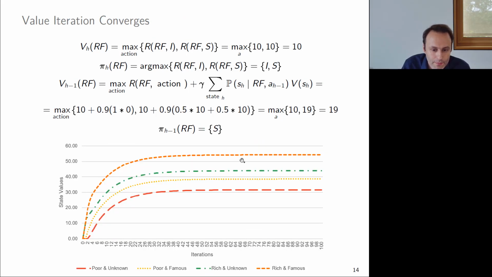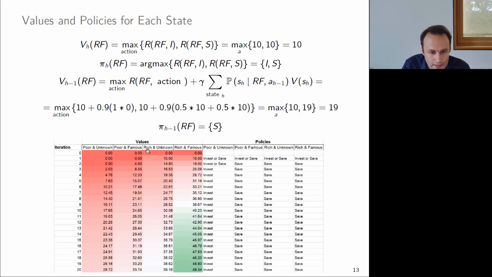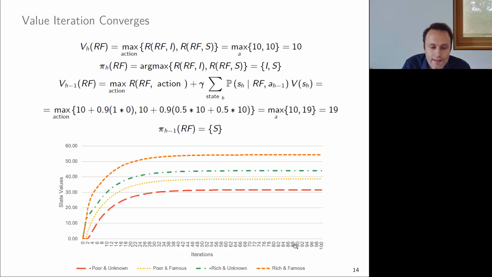Now, here is a picture of what happens to the value functions. So you see here on the horizontal axis the iterations, so 100 iterations. It's essentially the same numbers that you see here, just for more iterations. So you see that rich and famous is the best state to be in. But if you solve this for 100 iterations and then solve it for 101, then this value will not change. So we converge actually to a value for that state. And that's a property of value iteration. So it shows that value iteration will converge eventually.